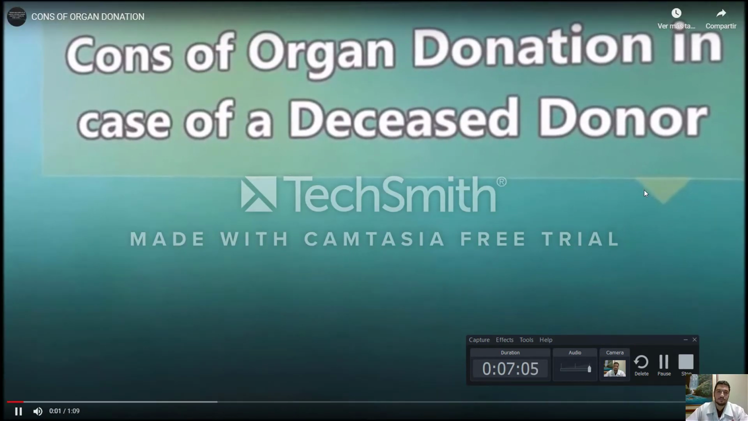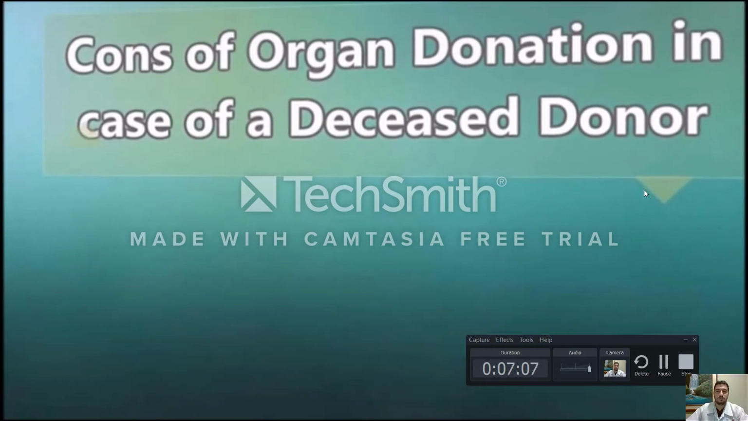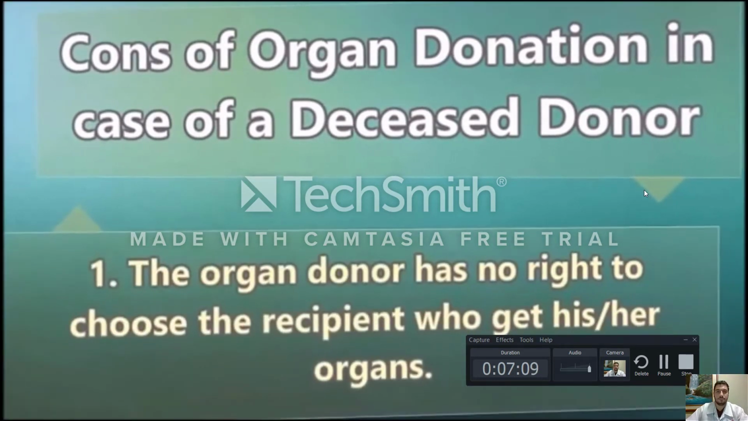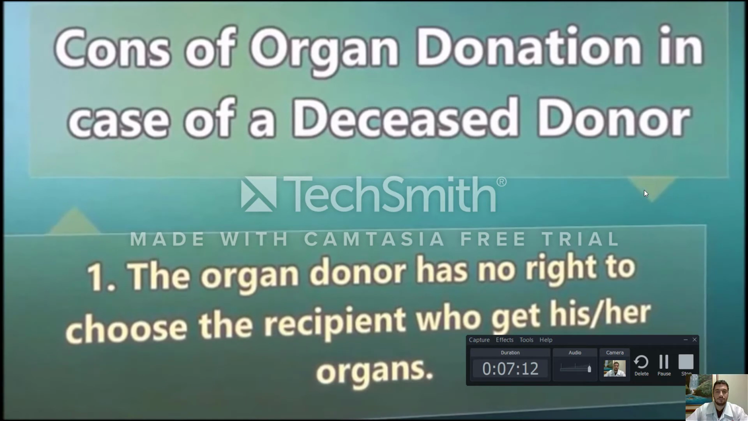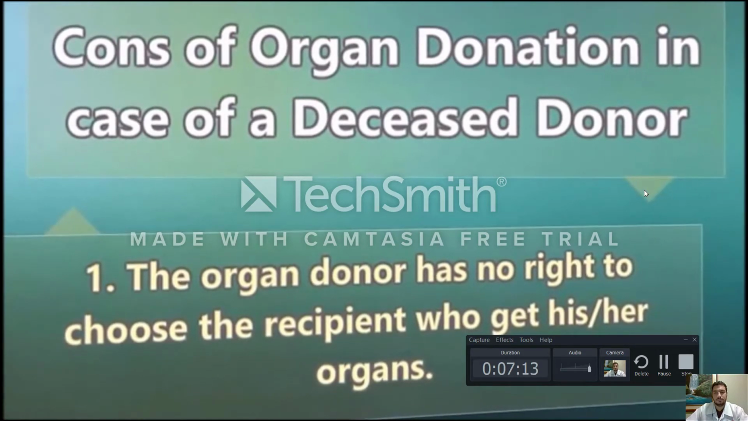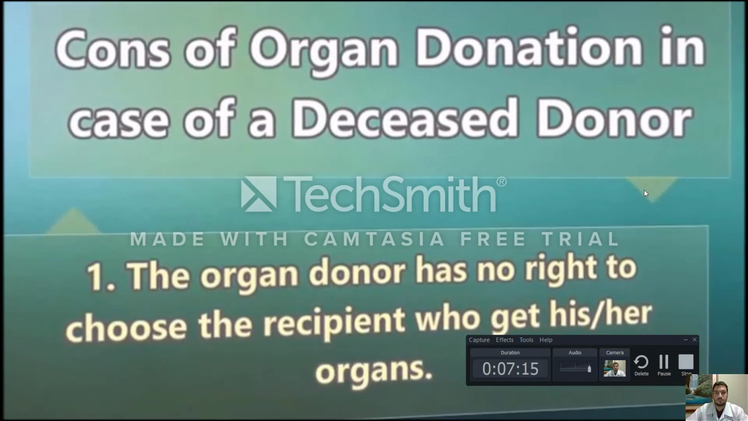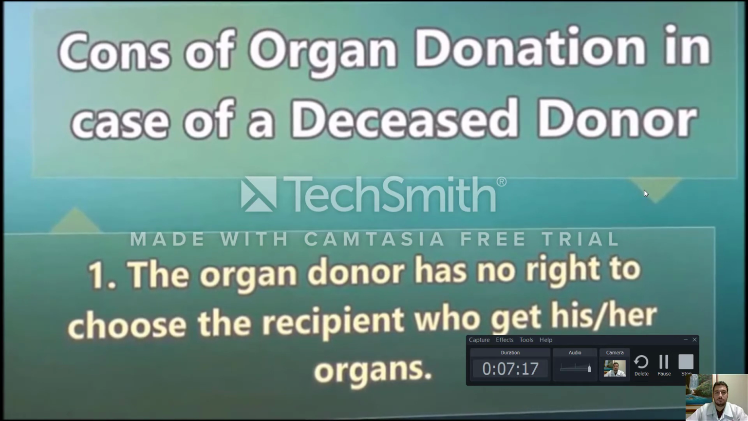Advantages of organ donation that you need to be aware of. In case of a deceased organ donor, the recipient may belong to a completely different religion or country. The donor has no right to choose who would get his or her organs. However, one has to accept the fact that life is equally precious for everyone.